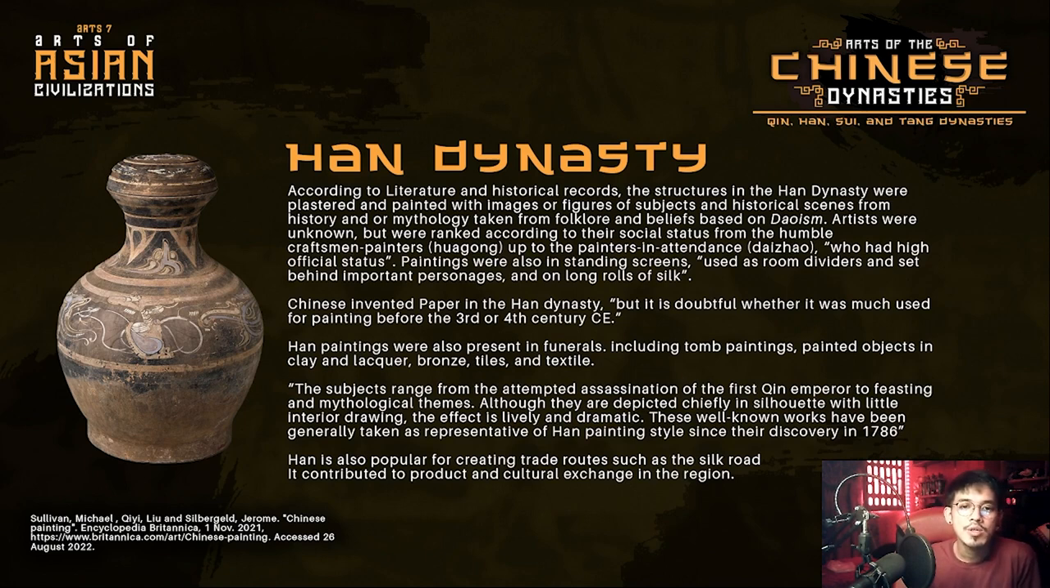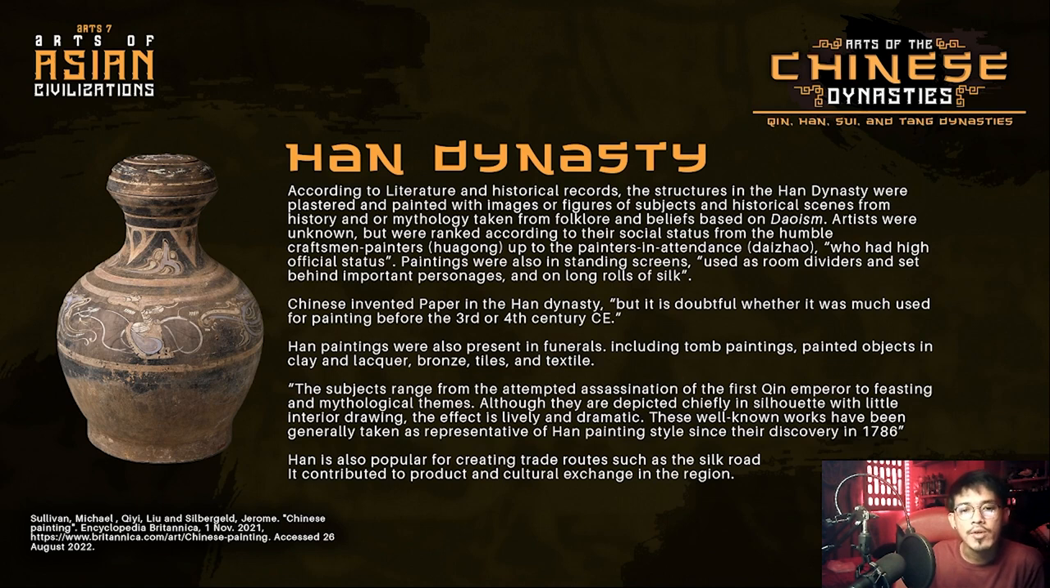Hand paintings were also present in tombs and funerals, where they painted the tomb, the clothes, the fabrics, even the structure itself, and the trinkets needed for the funeral. According to Britannica, the subjects ranged from the attempted assassination of the Qin Emperor, a historical event, to feasting and mythological themes. Although they are depicted chiefly in silhouette with little interior drawing, the effect is lively and dramatic. These well-known works have generally been taken as representative of the hand painting style since their discovery. This is their trademark.